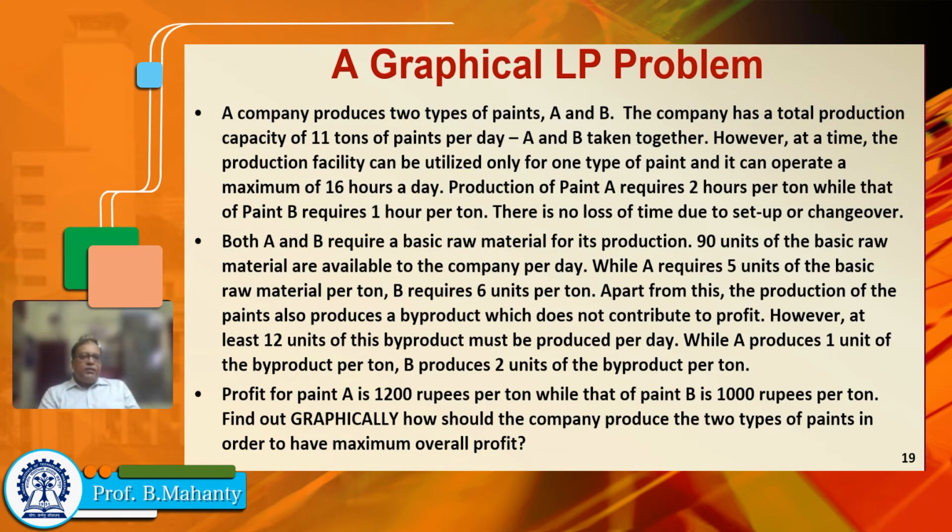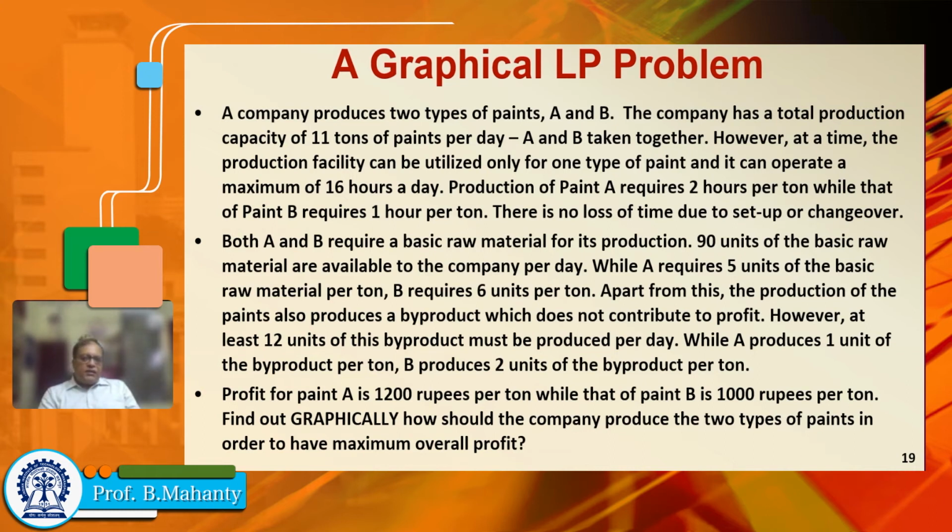Now both A and B require a basic raw material for their production. 90 units of basic raw material are available. While A requires 5 units of this raw material per ton, B requires 6 units. So what kind of constraint does it give? Only 90 units are available. So 5x1 plus 6x2 should be less than or equal to 90. So that is another constraint.